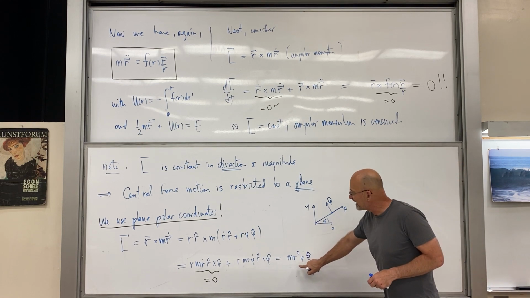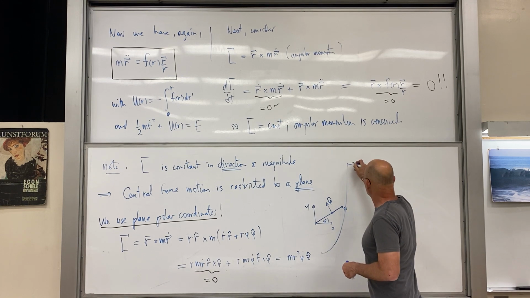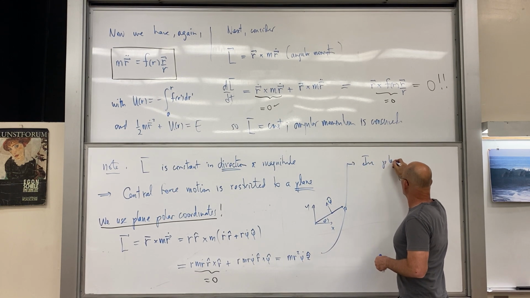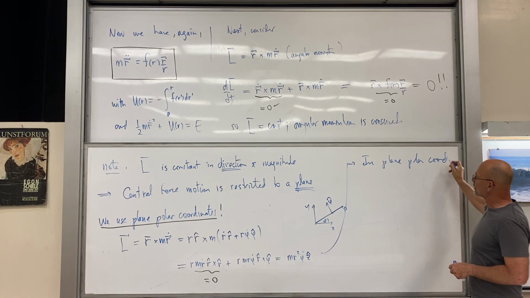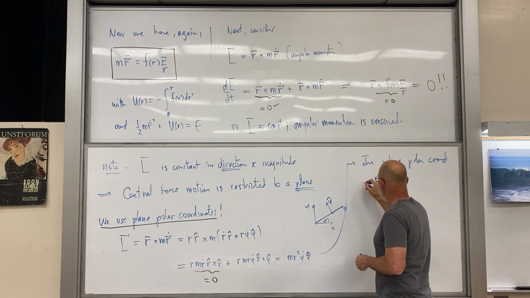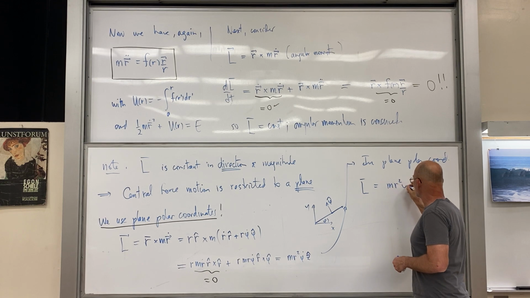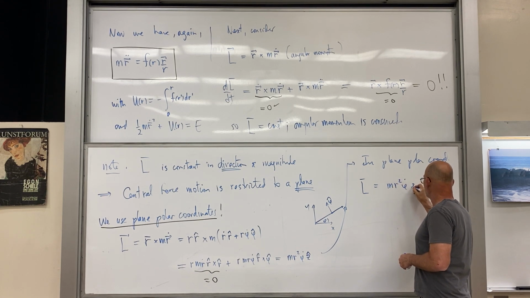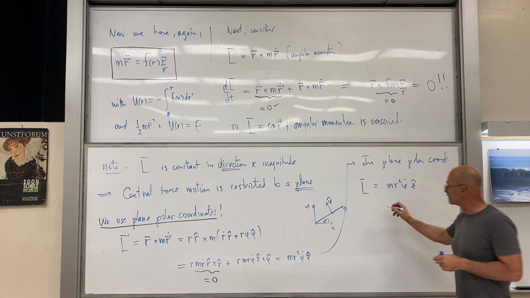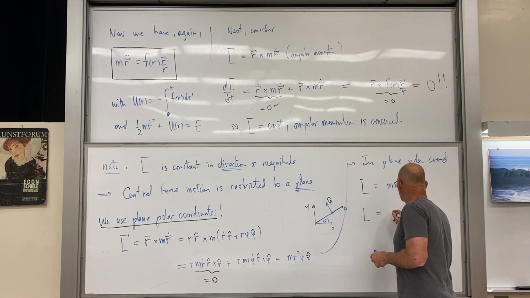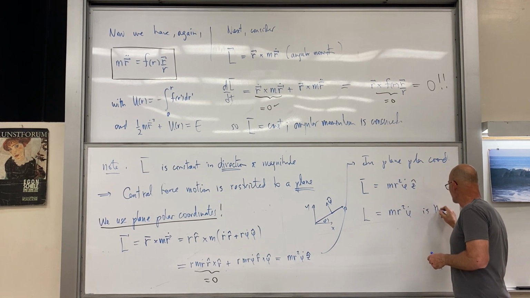So now we have that, and of course now we have the magnitude in plane polar coordinates. So in plane polar coordinates, L is equal to M R squared phi dot Z hat, which we're pretty much going to dispense with after this, but we're looking for the magnitude, and M R squared phi dot is the magnitude.